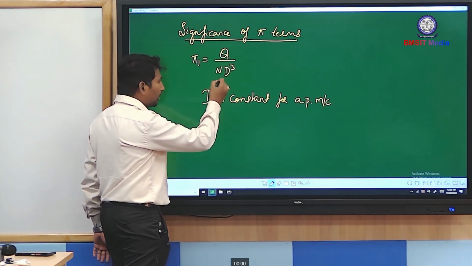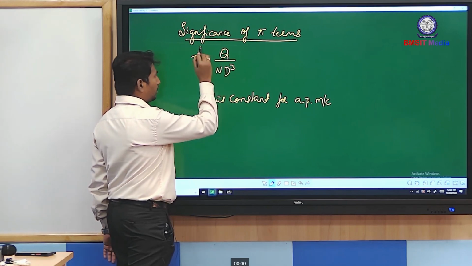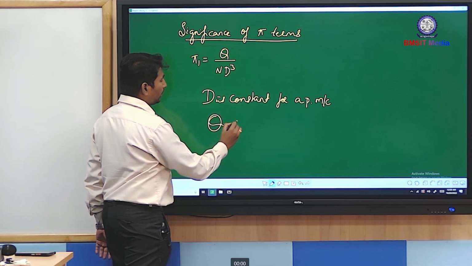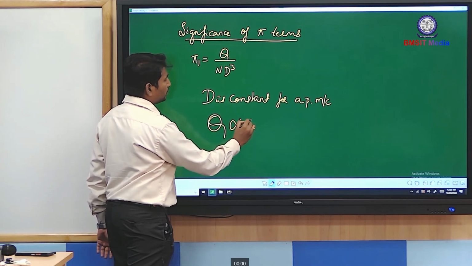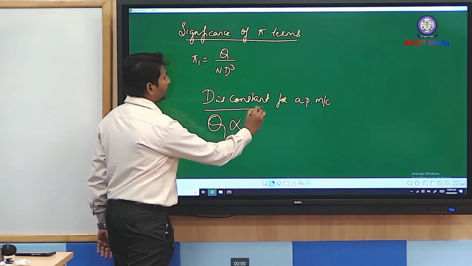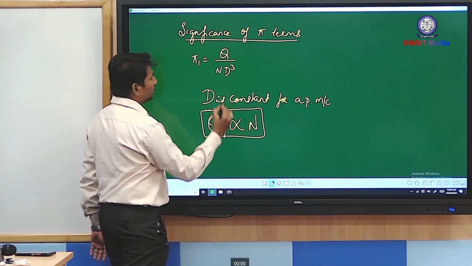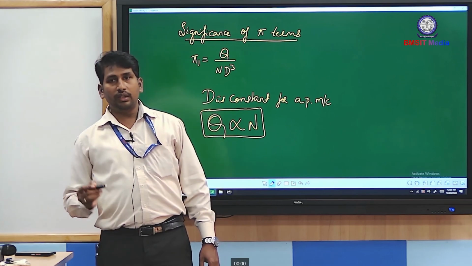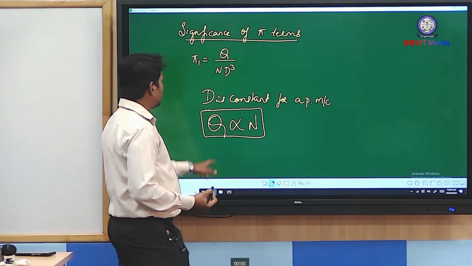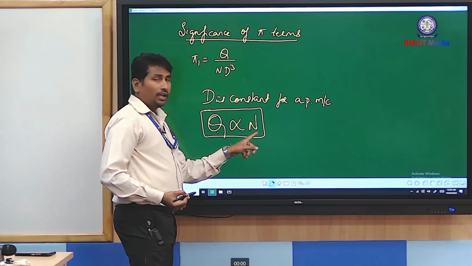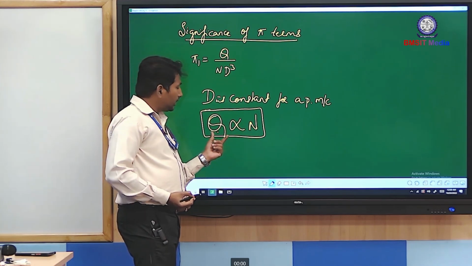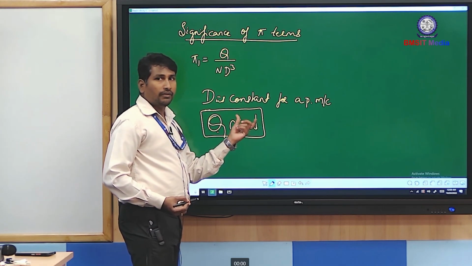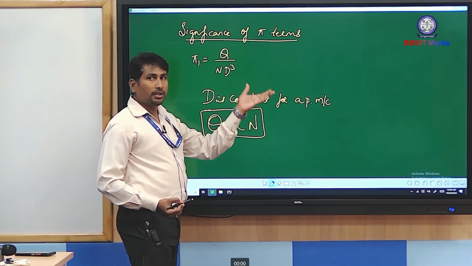If I keep the D constant in this equation and if I try to remove the pi 1 term, then what will happen? Q is proportional to the speed of the rotor. So this is the significance of the first pi term. Always the discharge from the pump is directly proportional to the speed of the pump. If I want to increase the discharge, I can proportionally increase the speed of the pump, and definitely I can get more discharge.